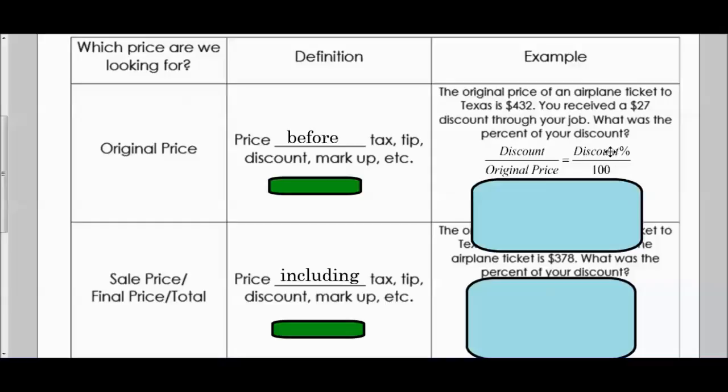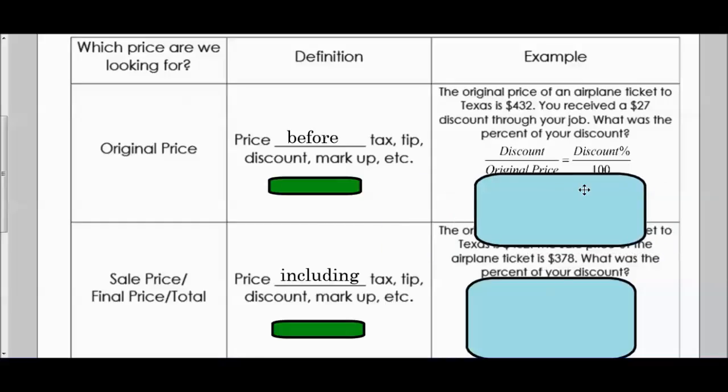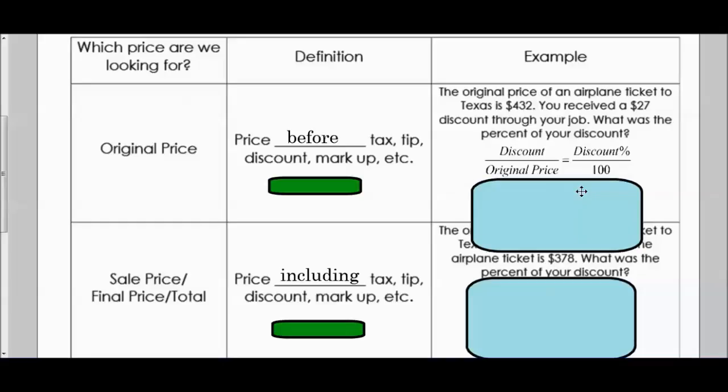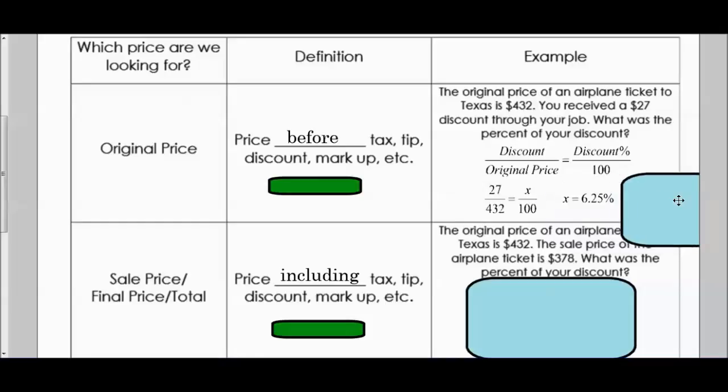We're always going to put that percent over 100. So this is the part that we don't know yet. That's the part we don't quite know. That's going to go over 100. We know that the discount amount is $27, and that's out of a total of $432. So this is how we're using the original price. That's the 100%. We cross multiply and divide by 432, and we find out that it's a 6.25% discount.